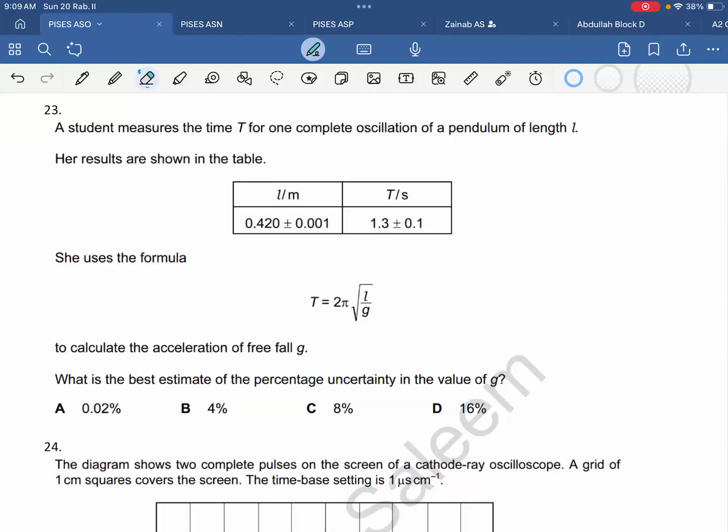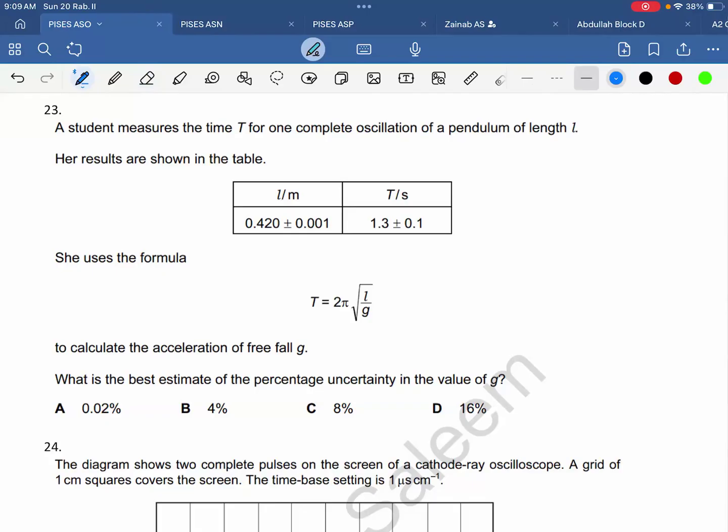A student measures time t for one complete oscillation of a pendulum of length L. Her results are shown in the table. She uses the formula t equals 2 pi under root L upon g. This is an equation to calculate the time period of a simple pendulum that maybe you study at a higher level.